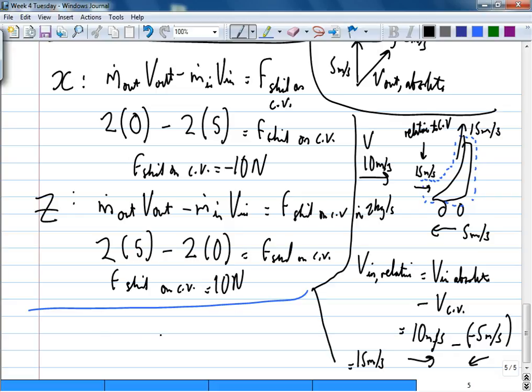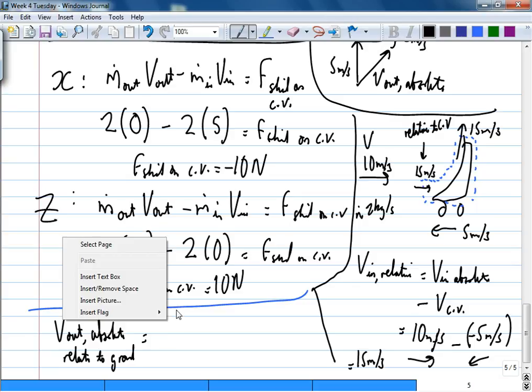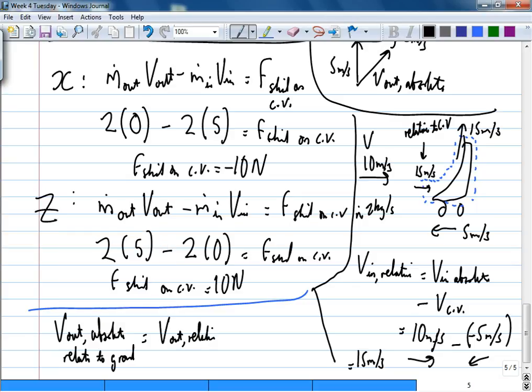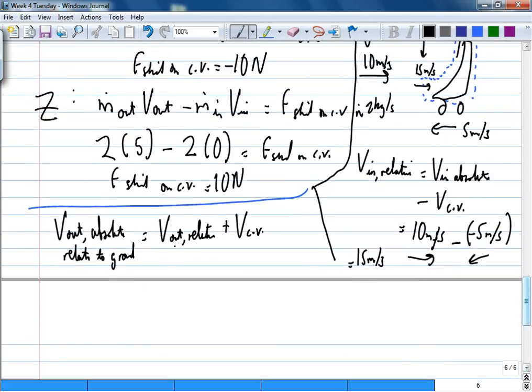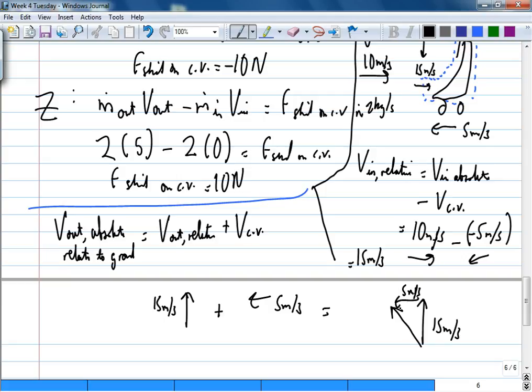and if you wanted to work out what the V out absolute, or relative to ground, whichever you want to call it, is equal to V out relative plus V of the control volume. I run out of space, so I need to squeeze up here. So V out relative is going upwards at 15 meters per second, plus this one is going this way at 5 meters per second. So the answer is 15 meters per second and 5 meters per second. So this is actually your V out absolute. Is that alright?